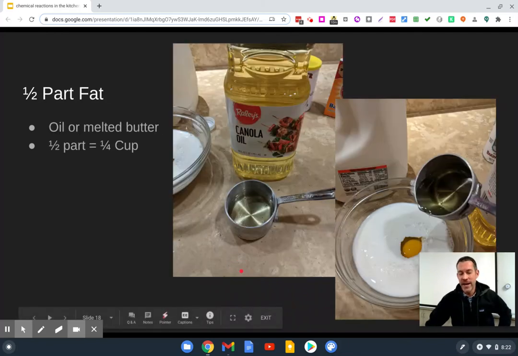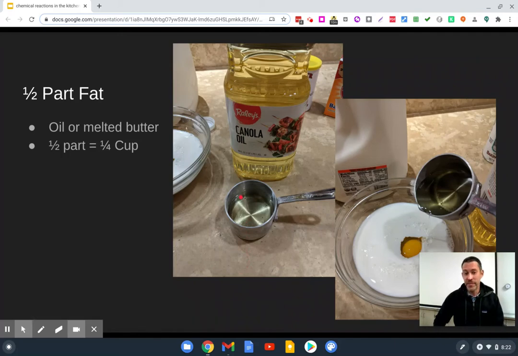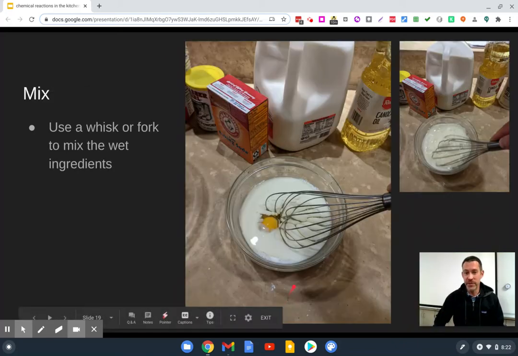And then a 1/2 part fat. So I took our measuring cup once again, and I filled it halfway with oil, and I put that in. You could also use melted butter. Just make sure it cools so it doesn't cook the egg. And then once that's done, use your whisk and whisk that all together. Break the egg yolk. Make sure you mix the oil and the egg and the milk.